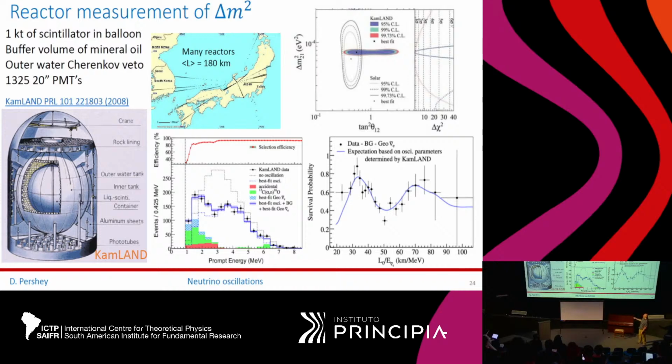So here's the actual data spectrum that they have. Here is the best fit with no oscillations that they might expect. And this blue line here is the best fit with oscillations, which matches their data beautifully.